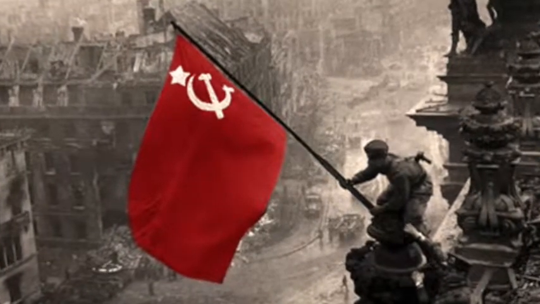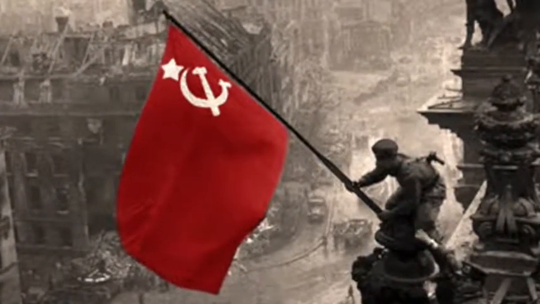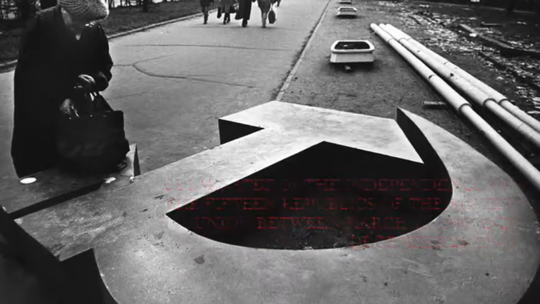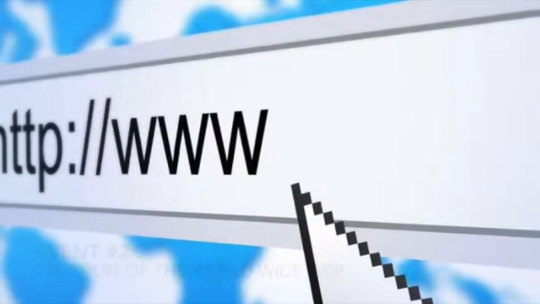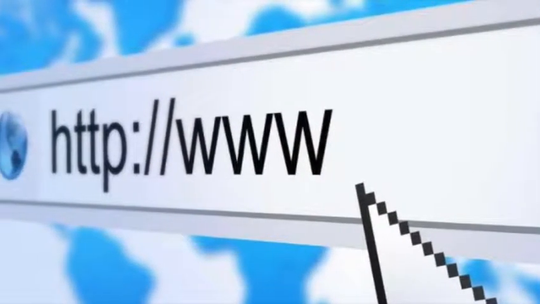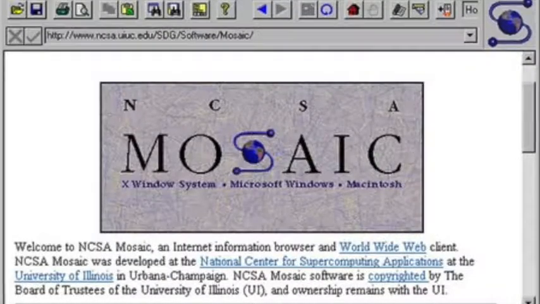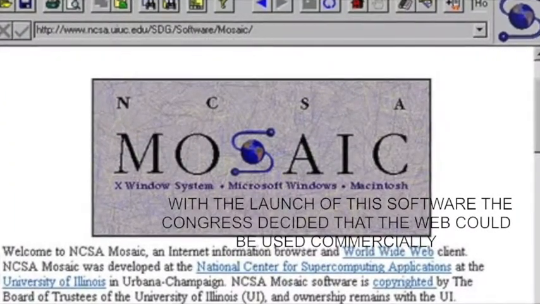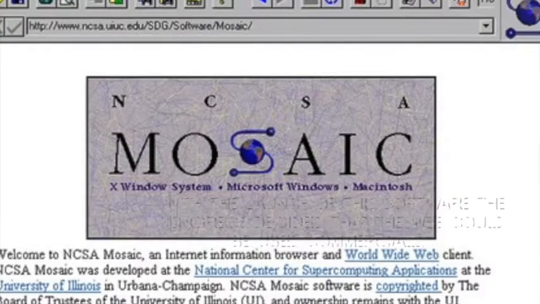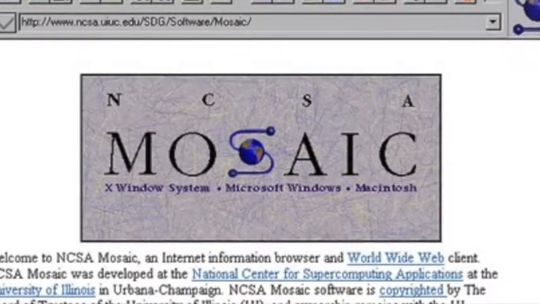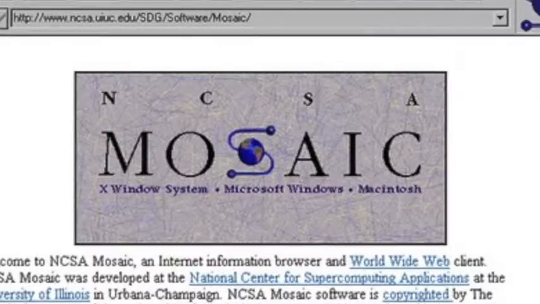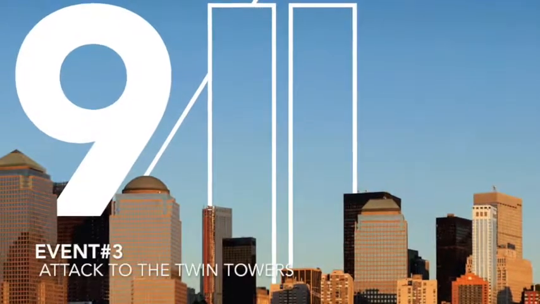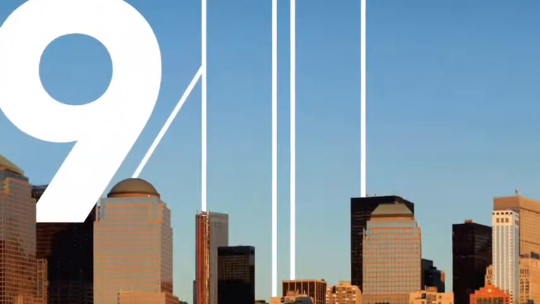The first event is the collapse of the Soviet Union. Second event is the creation of the World Wide Web. A group of researchers at the University of Illinois launched Mosaic on the market. With the launch of this software, the Congress decided that the web could be used commercially. So the boom of the internet was thanks to many companies that began to develop their own browser to enter the market. Third event, the attack to the Twin Towers in New York.